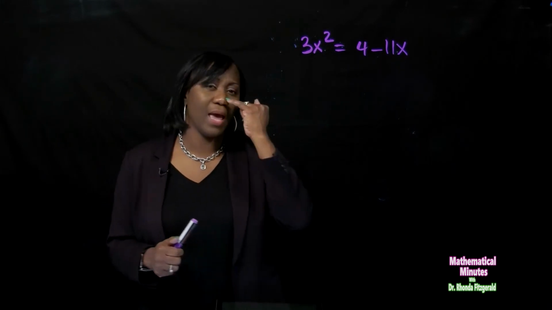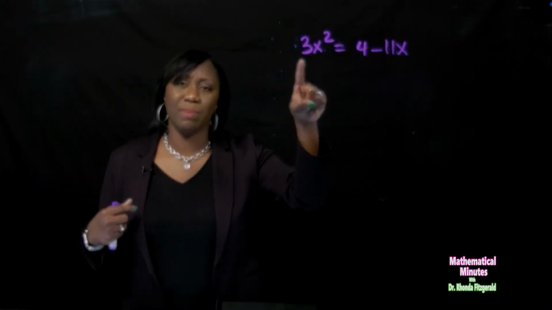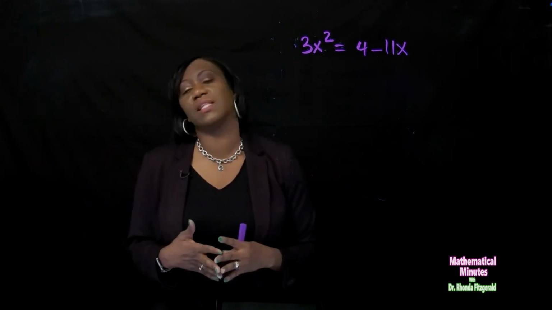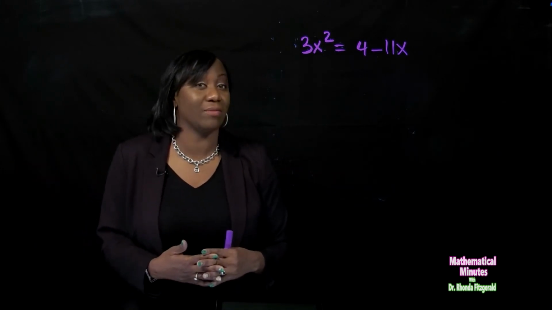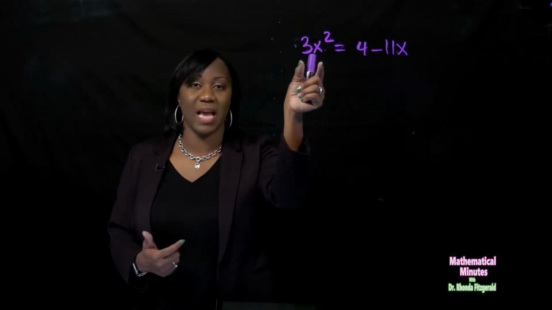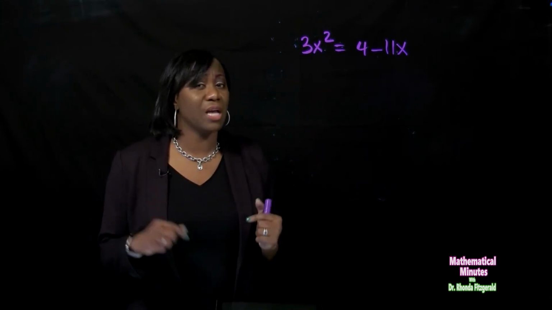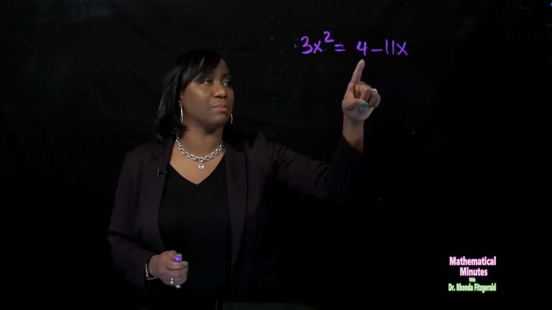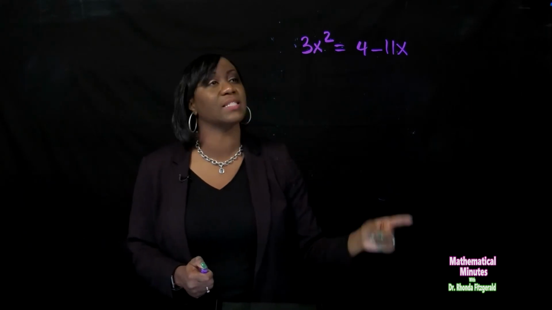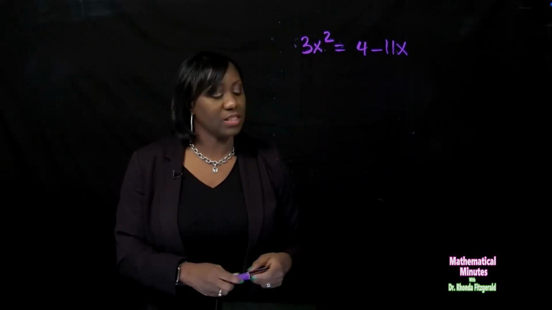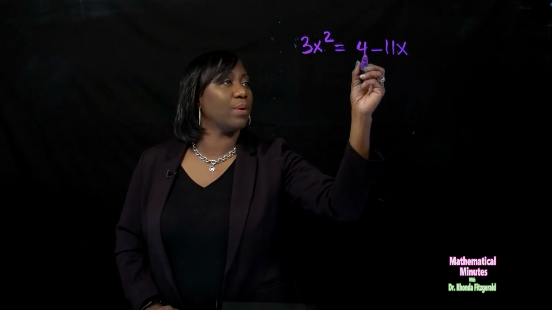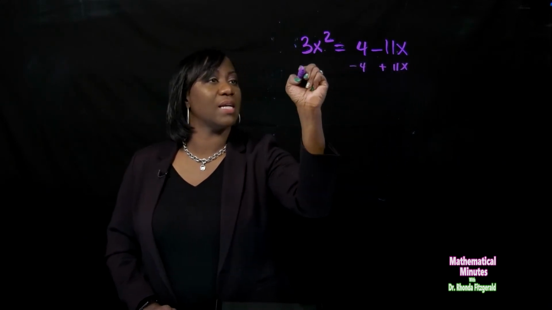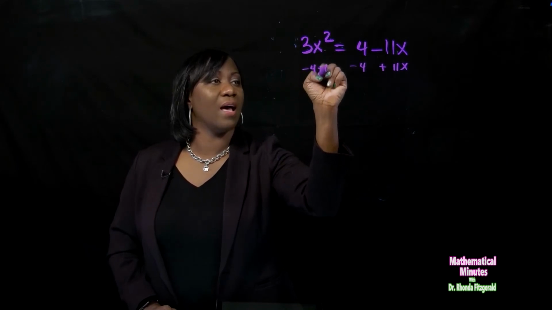So how do we do that? It looks like the easiest move would be to subtract the 3x over. That can work. However, I like to try to leave my leading coefficient positive, the x squared. So in order to keep it positive, I'm going to move all the other terms over, meaning I'm going to subtract the 4 and add the 11x to the other side. So we want to subtract 4 and add 11x.